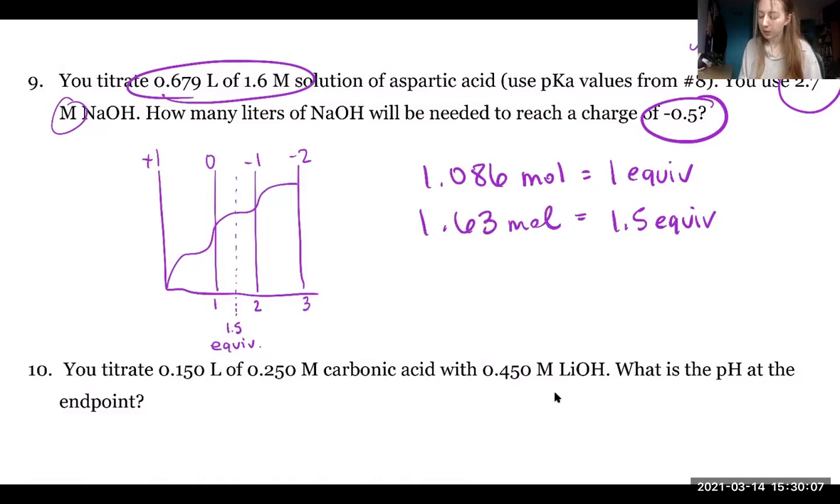Okay, so now that we know how many moles of NaOH we need, we need to find out how many liters to use, right? So all we need to do at this point is convert the moles to liters, and all we need to do with that is divide by the molarity, which is 2.7. Okay, any questions on this one?